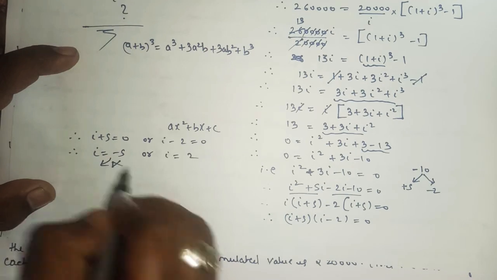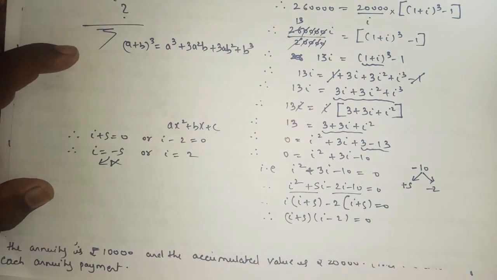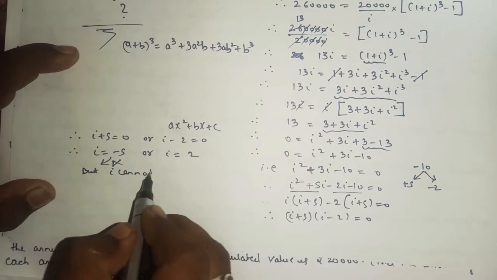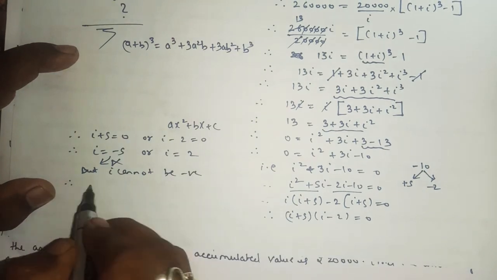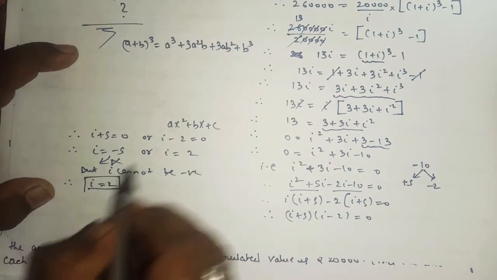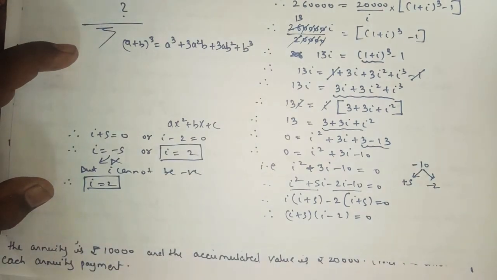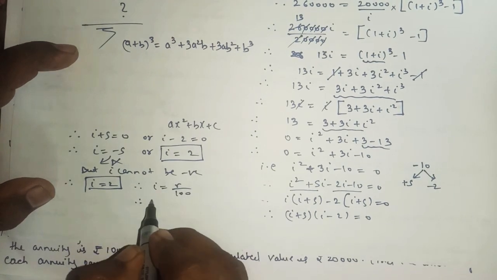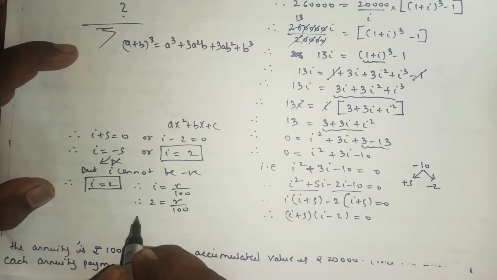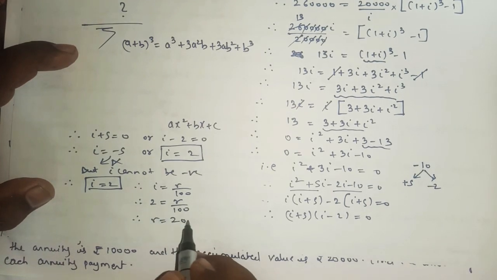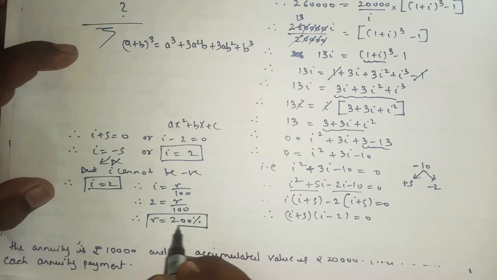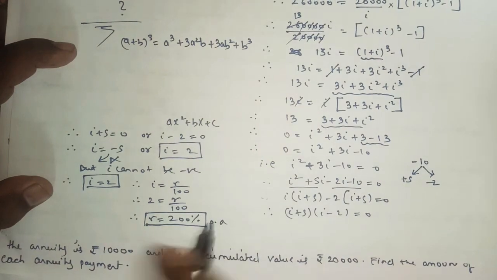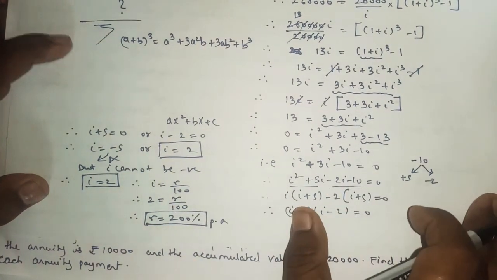As we know that the rate of interest cannot be negative, i cannot be negative. So therefore we have to consider only one value of i, that is i equals to 2. So we know that i is equal to R upon 100. So therefore 2 equals to R upon 100, so R will be equal to 2 into 100, which is 200%. So for this sum we got the answer, that is R equals to 200% per annum. So the rate of interest is 200% per annum.